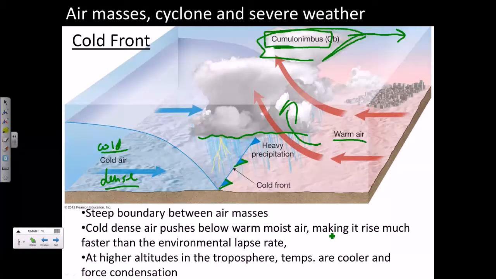The key here, what drives this system and makes this such a potentially violent situation, is that we have this very steep boundary, right? So this is steep. And in the warm front, it's gentle, and that has a lot to do with how the clouds will cool and where the condensation level is going to be reached.